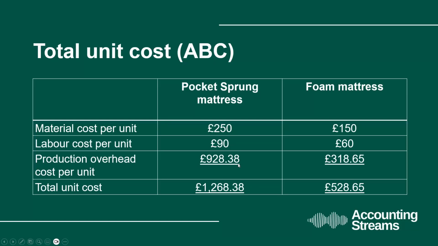Our production overhead cost is what we have just worked out, okay, which is £928.38 for pocket sprung mattress and £318.65 for foam mattress. So the total cost of making one pocket sprung mattress is £1,268.38, and for foam mattress is £528.65. This is using activity based costing system.